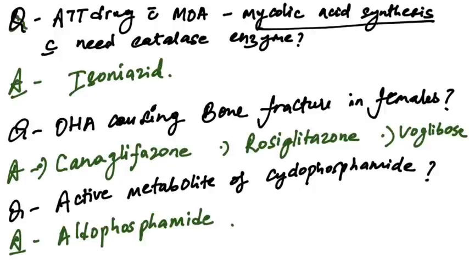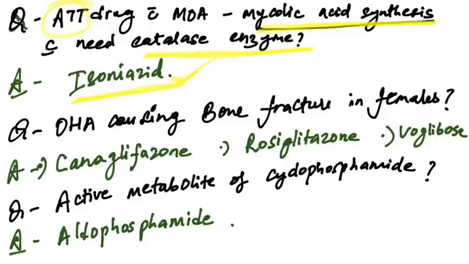Now, an ATT drug with mechanism of action of mycolic acid synthesis inhibition which needs the catalase enzyme. This was asked: which ATT drug? The answer is isoniazid, which needs the catalase enzyme for mycolic acid synthesis.